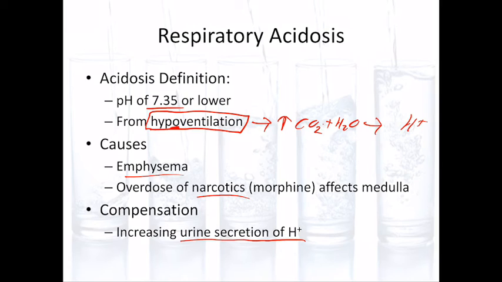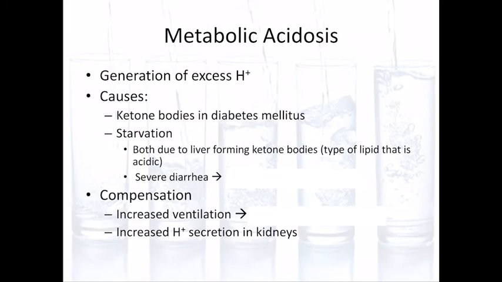Okay, we don't correct this by just telling the patient to breathe more, because that's the problem, right? The problem is breathing not enough. So yeah, it'd be great if we could just say breathe more, but that's not the way the body accounts for this, because there's a pathology involving the breathing. So the way that the body accounts for this is secretion of hydrogen via the urine. Okay, so that's respiratory acidosis.